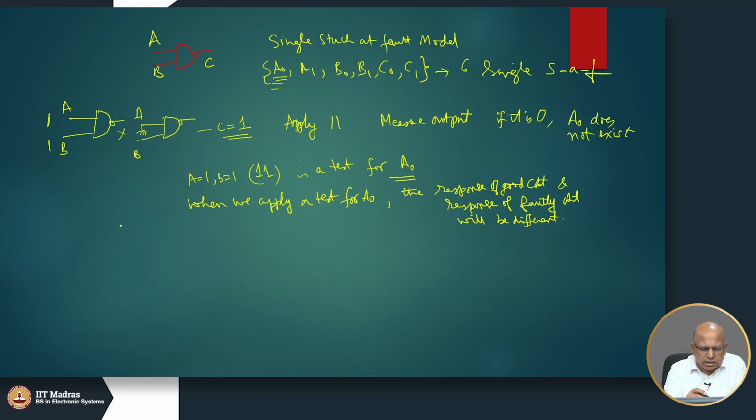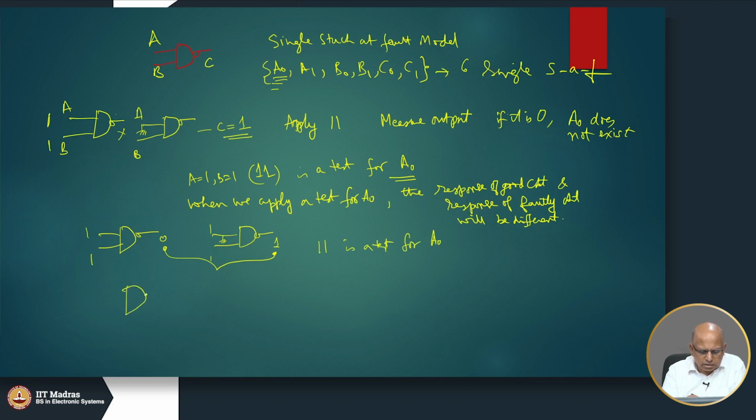So, you can take this example. See, if I apply 1 1, a good circuit will produce a 0. If I apply the same value 1 1 and if this guy is stuck at 0, this 0 is going to cause a 1 to appear here. So, this 0 and this 1 are different. Therefore, 1 1 is a test vector for A0.